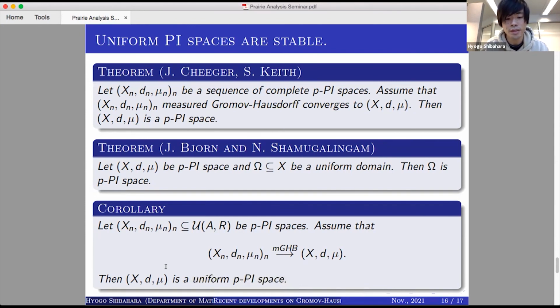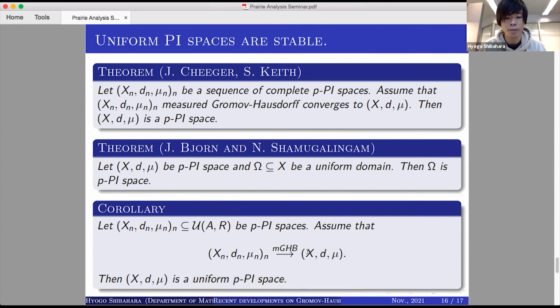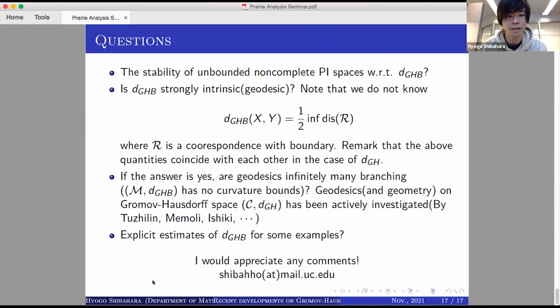The proof is very simple. We know that the limit space is a uniform space, and in the completion X bar, X is a uniform domain. So we can apply this fact, and also by the Cheeger-Keith result, we can prove that (X, D, mu) is a PI space. And that's all I have. Thank you.